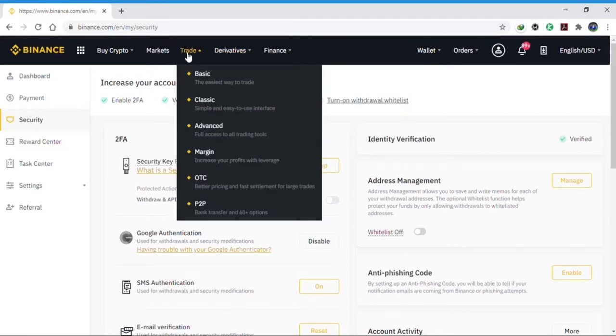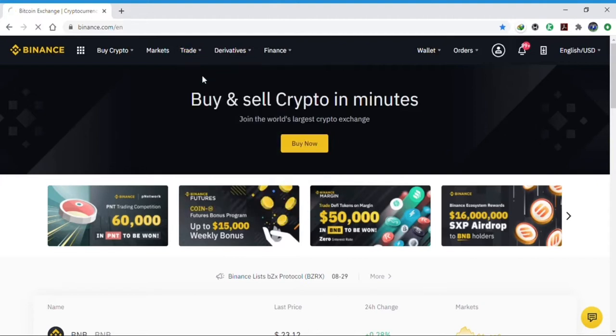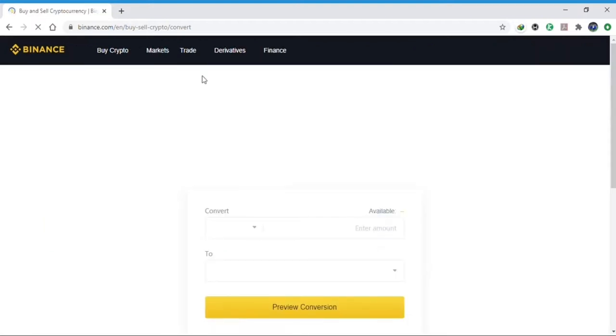I'm going to be showing you the various trades on Binance. You can see there is the basic and the classic. Classic and advanced are almost the same thing. There are others. Maybe I'll make them in subsequent videos.